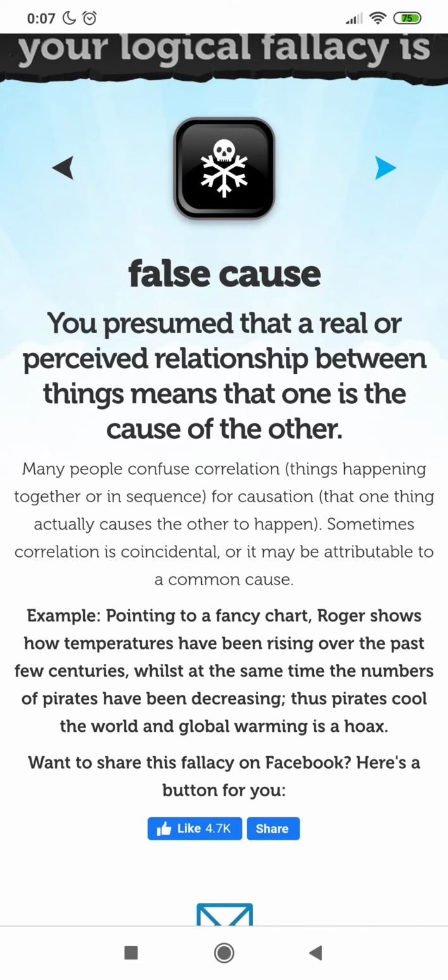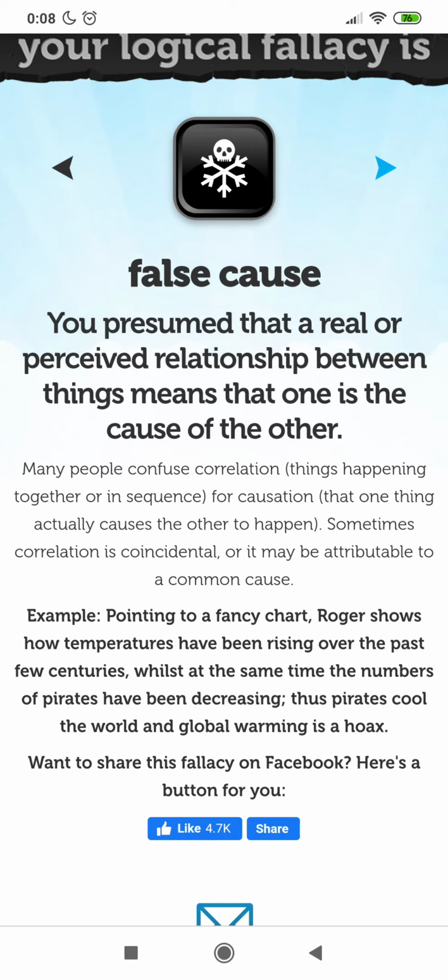False cause. You presume that a real or perceived relationship between things means that one is the cause of the other. Many people confuse correlations, things happening together or in sequence, for causation, that one thing actually causes the other to happen. Sometimes correlation is coincidental, or it may be attributable to a common cause.